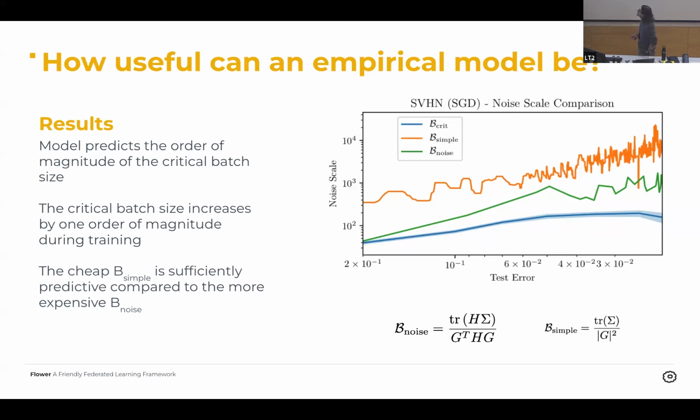At last, this cheaper B simple, cheaper to compute, is sufficiently predictive compared to this more expensive B noise. Now, sufficiently in the sense that it's in the same order of magnitude. Of course, we can see a clear gap between these 3 lines, which means that they're not exactly overlapping. But given the fluctuations that B simple has throughout the entire training, the average contribution that these batches have is good enough to give us insights on the optimal steps or close to optimal steps.